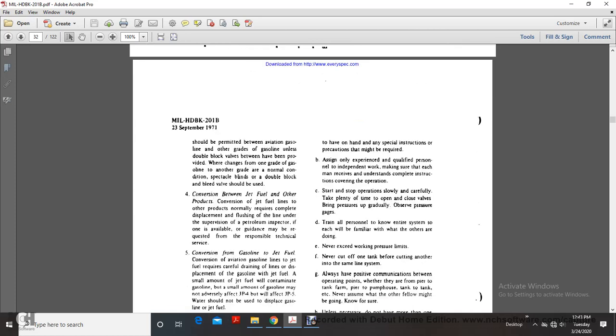Conversion between jet fuel and other products, that is, conversion of a jet fuel line to other products, is normally required to be completed with displacement flushing of the line under the supervision of a petroleum inspector, if one is available. Guidance may be requested from the responsible technical service.